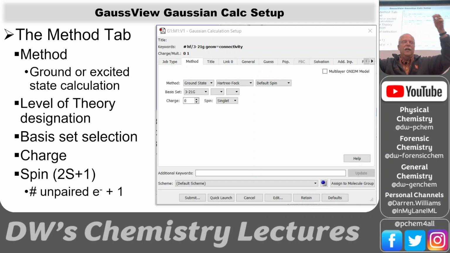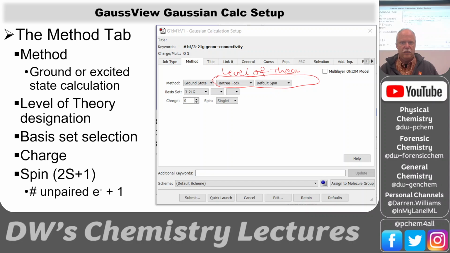We want it to get stuck in an upper level local minimum for the electron cloud, but then let the bond lengths and angles change. So excited states are pretty tricky. I mean, you have to babysit it. It crashes a lot. So then we have level of theory designation. So this part right here is level of theory. We'll discuss what that means, level of theory, in a minute. And then we have the basis set right here.